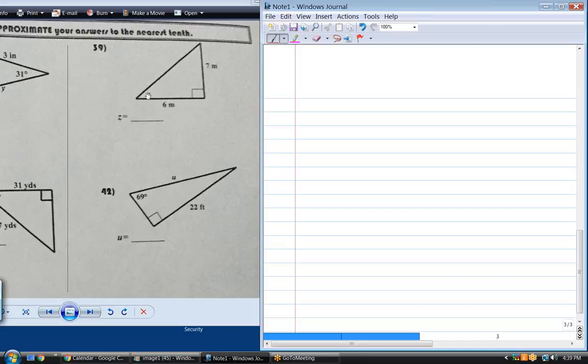So start with the angle. The angle is z. The sides that they give you are opposite and adjacent. So what's the trig function? Well, let's start with tangent of z. Tangent of z equals what? 7 over 6. And then what that means by definition is that z equals the inverse tangent of 7 over 6.